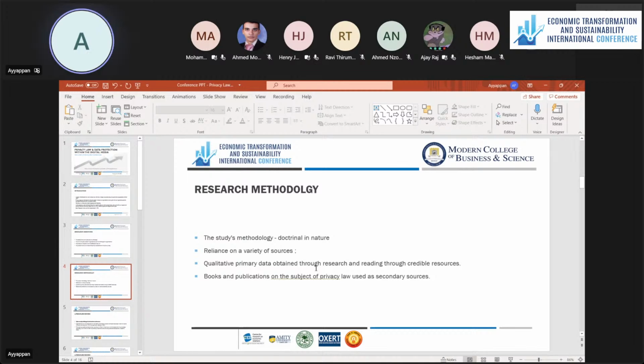The study's methodology is entirely doctrinal in nature. To have a greater grasp on the inner workings of privacy law as well as its foundation of the General Data Protection Regulation in the US, the researchers relied on a variety of sources, ranging from the qualitative primary data obtained through research and reading through credible sources, especially the statutory materials available in the US regulating the privacy law and data protection.